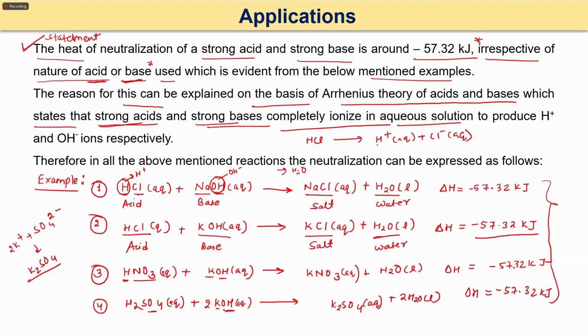That means they will be in the form of H plus and Cl minus in aqueous solution. Acid will produce H plus and your base, let's say NaOH, will produce Na plus and OH minus. Okay? So this is the reason why you are getting all the heats of neutralization the same, because what is happening? Only your H plus is reacting with the OH minus.